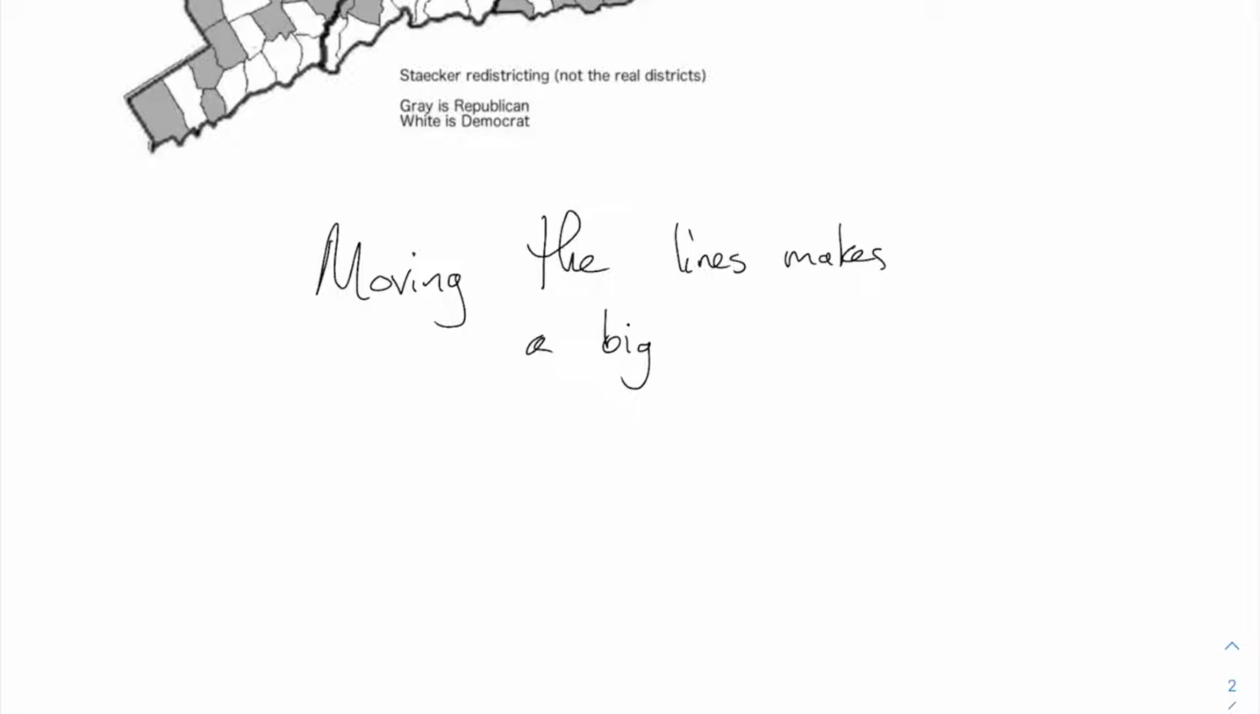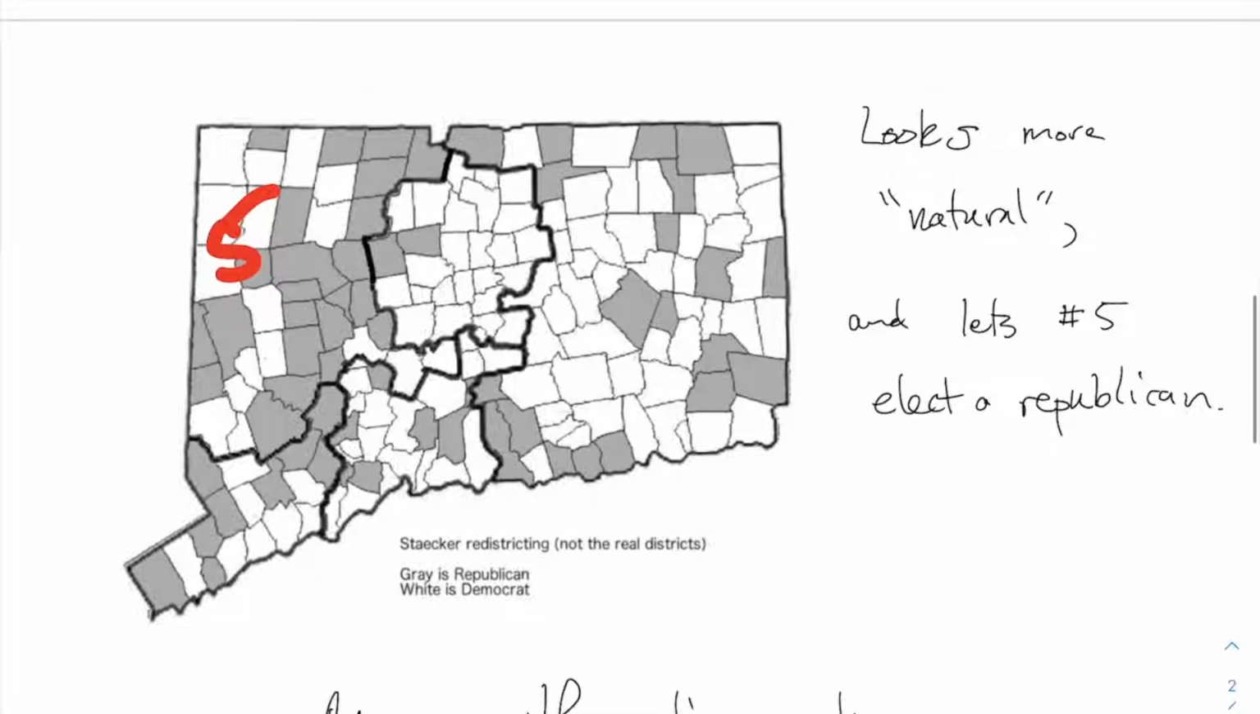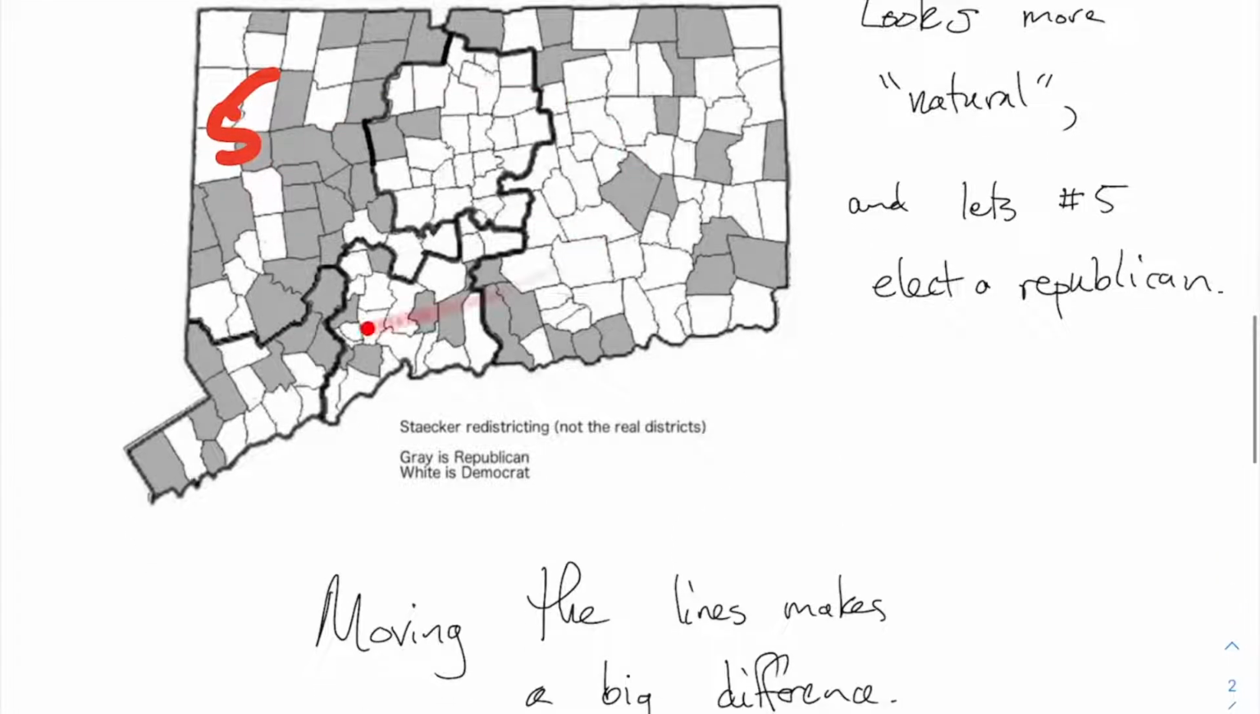Moving the lines makes a big difference. This, of course, is not the real map. This is just a made-up fake map like I have. The real map is the one that I showed you at the beginning. But who's to say which is better? Is there some reason why the lines are drawn in the first way and not this way?